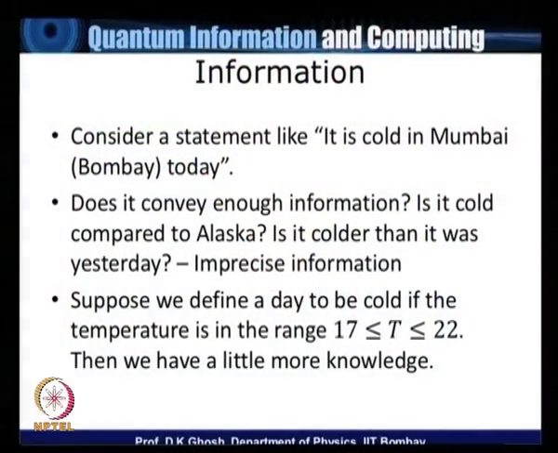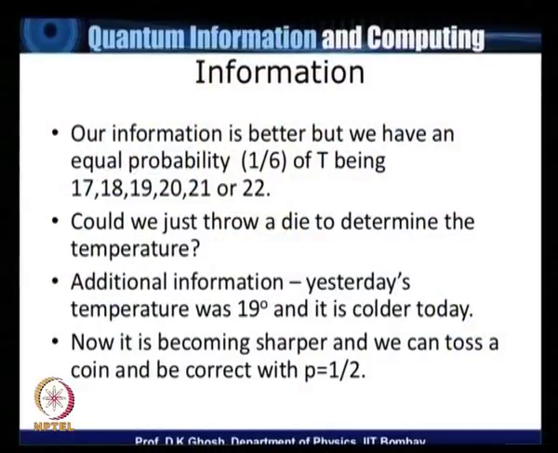Suppose, looking at Indian climates generally, we define a day to be cold if the temperature range is between 17 degrees to 22 degrees centigrade. Now, in that case, if you make a statement it is cold in Mumbai, you have now got some information that the temperature is between these two ranges. But the information, though it is better, doesn't tell you whether it is 17, 18, 19, 20, 21 or 22. So in principle, there is an equal probability, each 1/6, of the temperature being any one of these values.